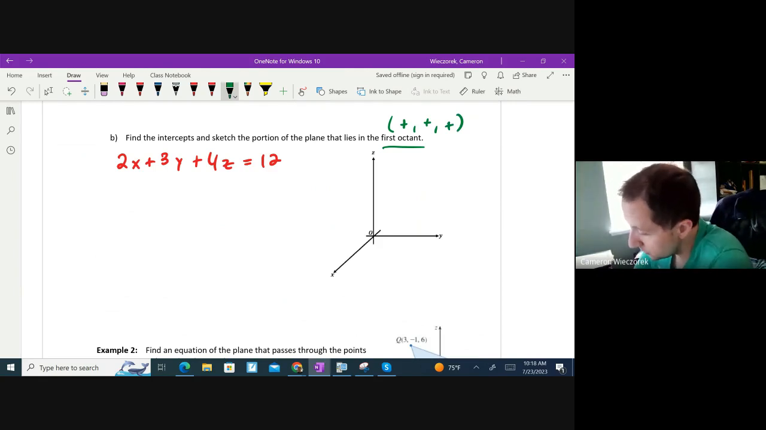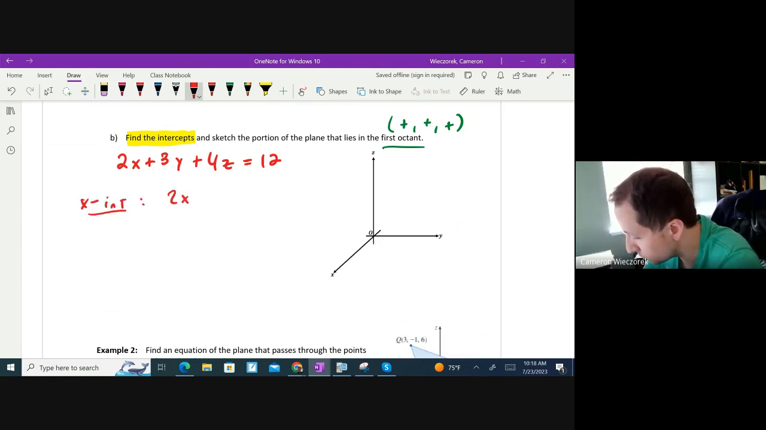The easiest way to do this is they even gave us a clue. They said find the intercepts. So if we find the intercepts, we'll just put them on the graph and connect them together, and you'll see a portion of the plane. So if I find the x-intercept, I'm going to let y and z equal 0. If I let y and z be 0, then 2x would equal 12, and so x would equal 6. So on the x-axis, I'm going to go out 6 units. This would be the point 6, 0, 0.